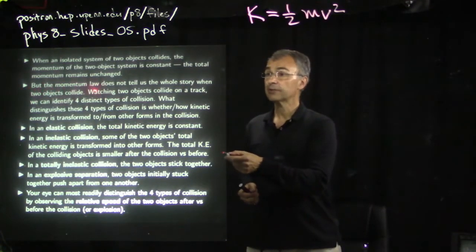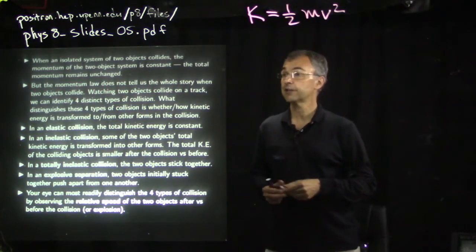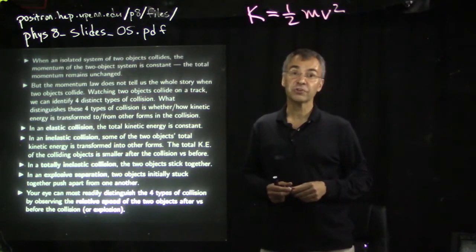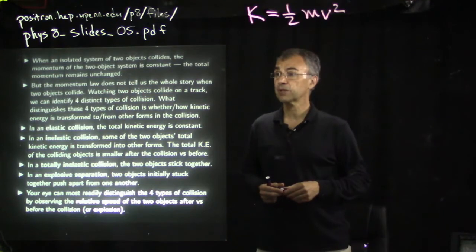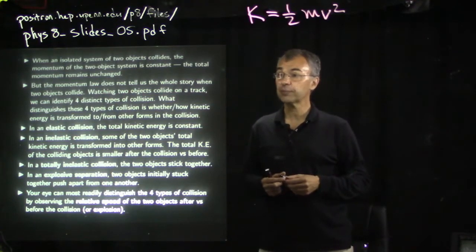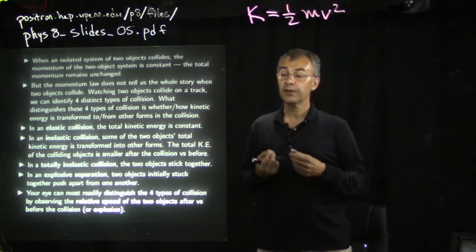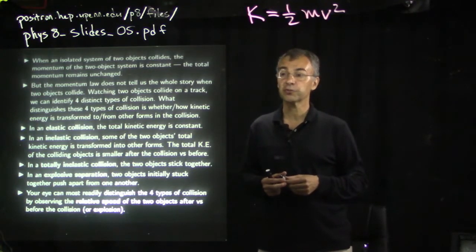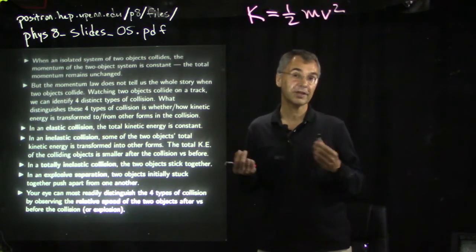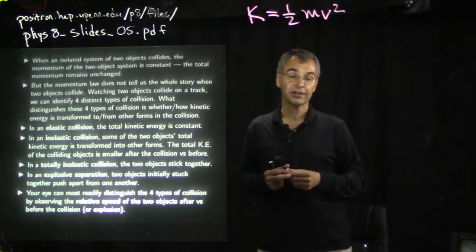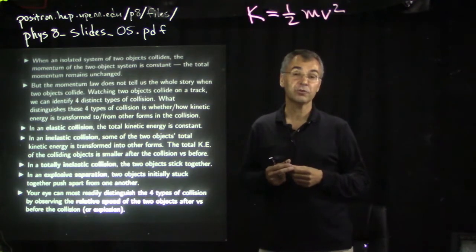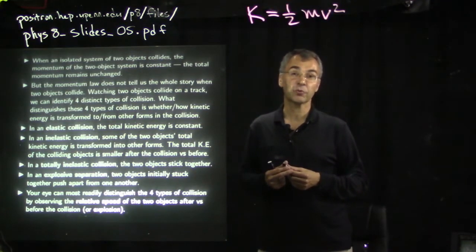So the momentum law does not tell us the whole story when two objects collide. So watching two objects collide on a track, we can identify 4 distinct types of collision. And what distinguishes these 4 types of collision is whether or how kinetic energy is transformed to or from other forms in the collision. So we'll see in some cases the total kinetic energy of the two objects after the collision is the same as the total kinetic energy of the two objects before the collision.